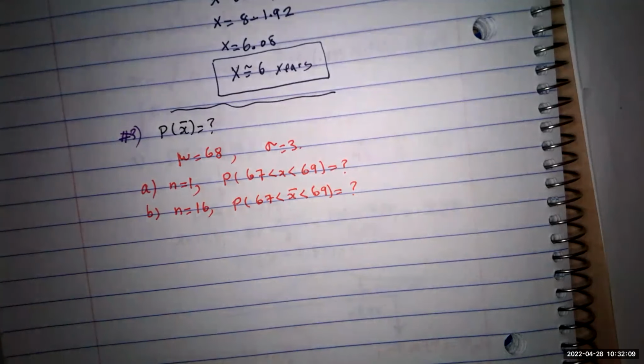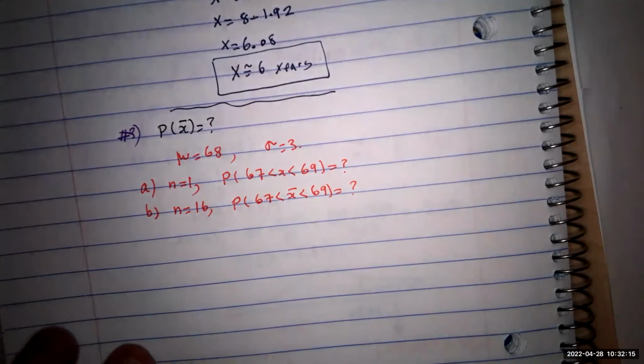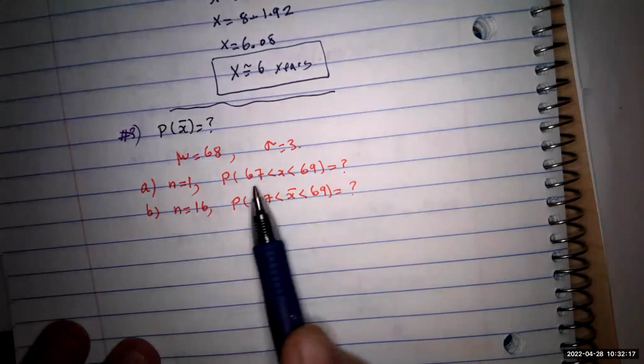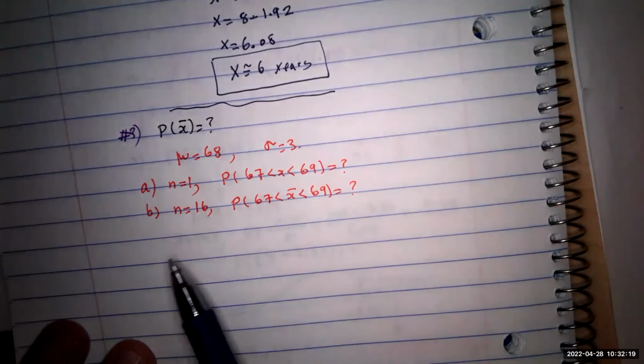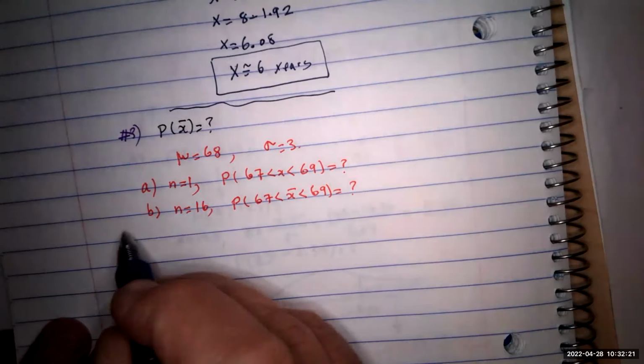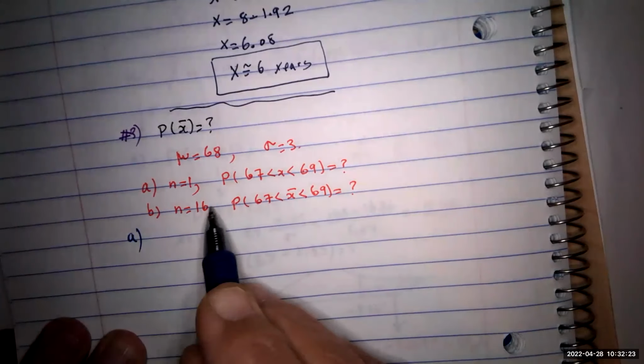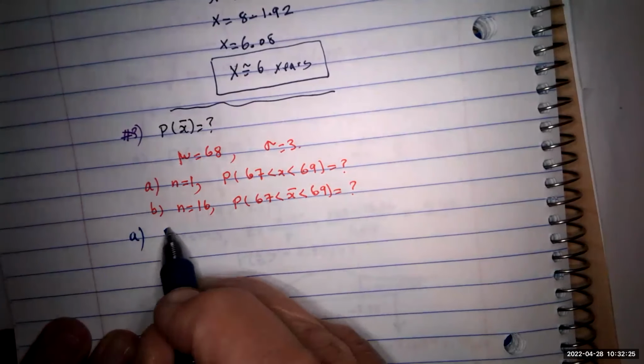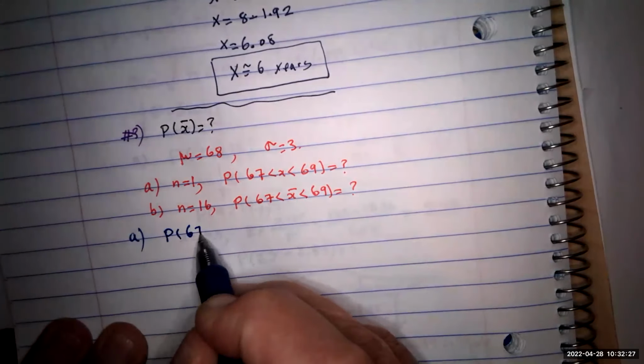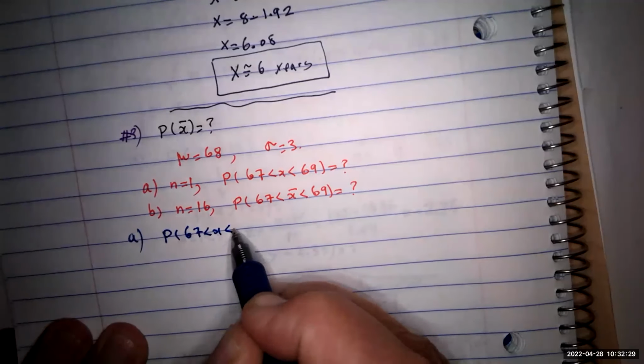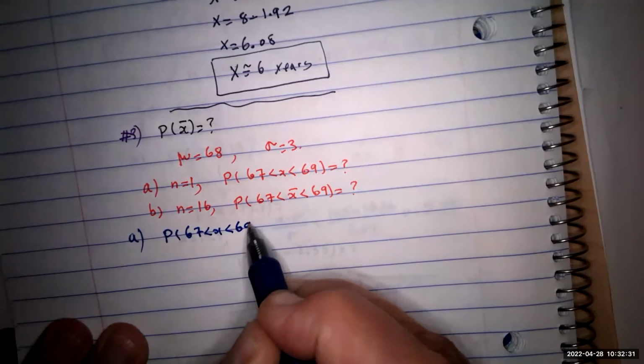Now we go for the first part. You know that it's a normal distribution. It can be done with the calculator right away, but we have again to explain, to set up the problem, but we're going to do it. So we stay with the first part. You want to find the probability that X would be between 67 and 69.